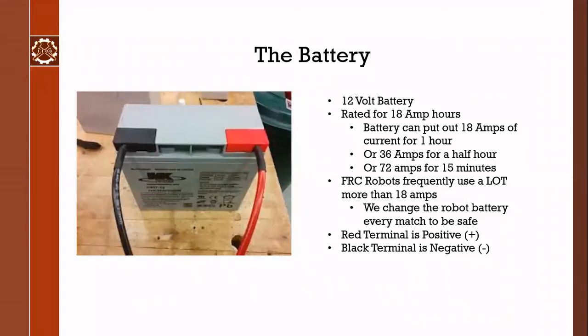Of course, it's the main power source. You can't run a robot without a battery. Each battery has two terminals, one being a positive. In this case, it's the red one, while one is a negative terminal, which in this case is the black one.